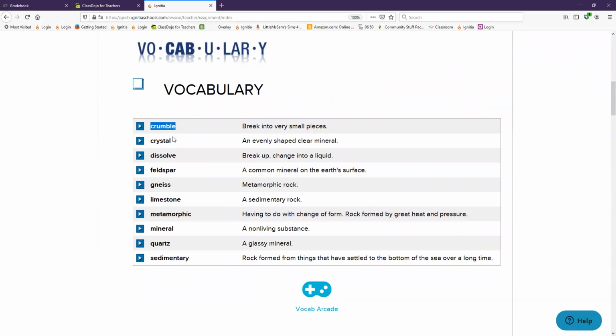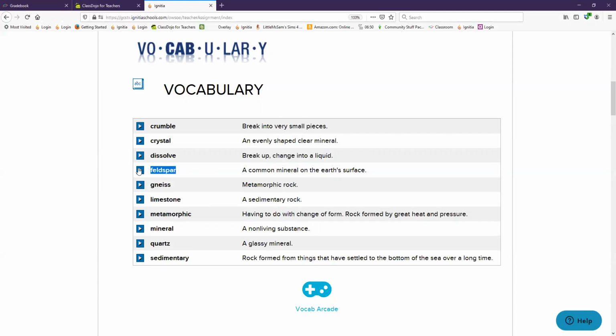Our first vocabulary word is crumble. You might think of taking an Oreo and crumbling it up to break into very small pieces. Crystal. Crystals can be gorgeous. It's an evenly shaped clear mineral. I know you can use some crystals to look at a rainbow, or to create a rainbow rather. Dissolve. Dissolve is what happens when you put like sugar into water. You cannot see the sugar the same way. It is to break up and change into a liquid. Now, it's not always gone, but you cannot see it while it's in the liquid and stirred up.